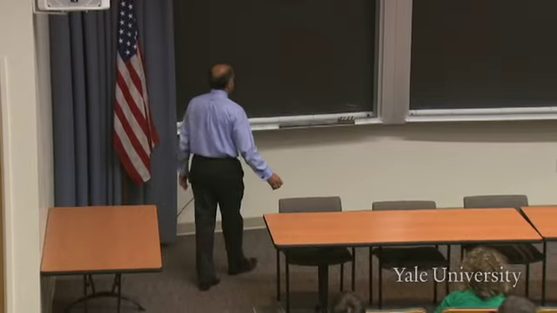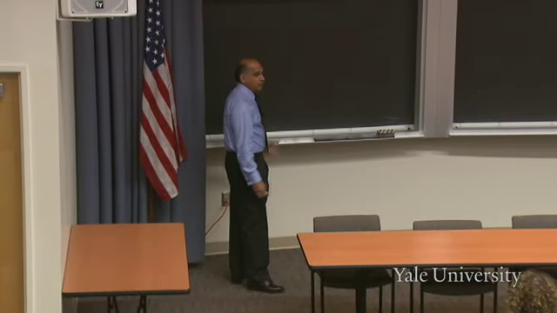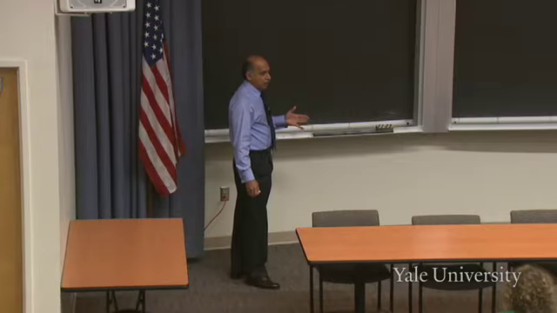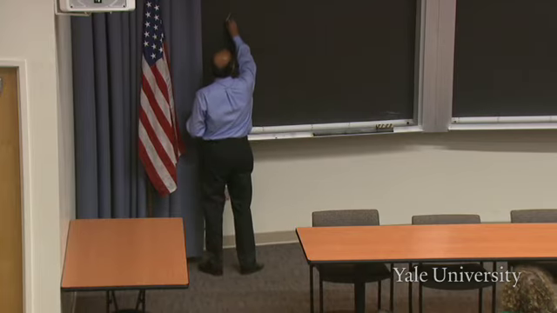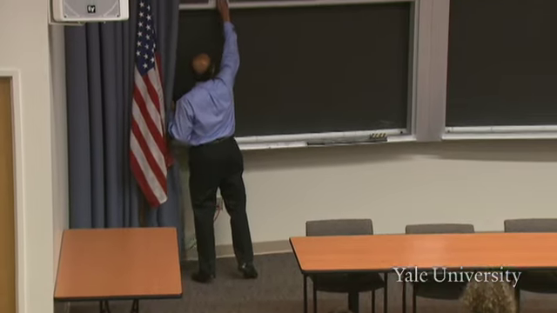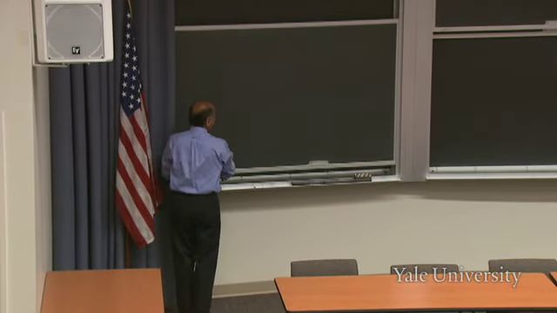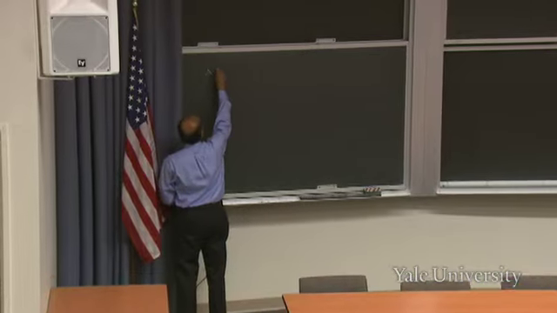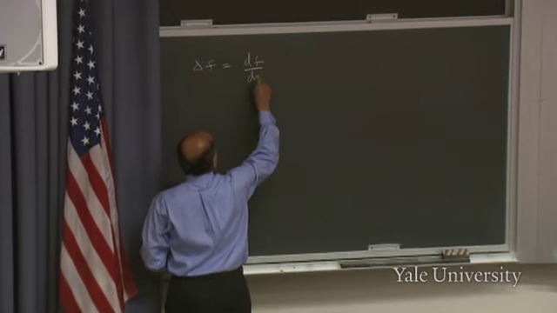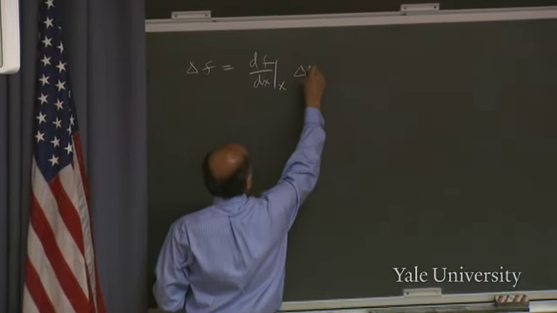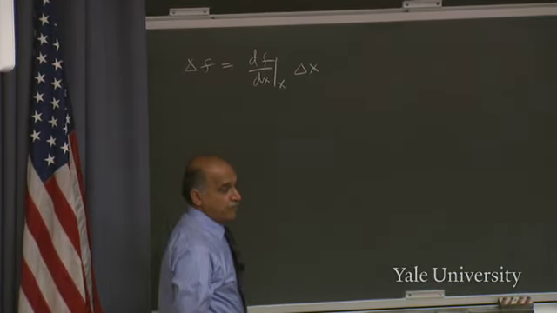If you have a function f of x, you know the value at some point, and you want to go to a neighboring point, a distance delta x away, you ask how much does the function change? And the answer is the change in the function delta f is the derivative of the function at the starting point times the distance you move.